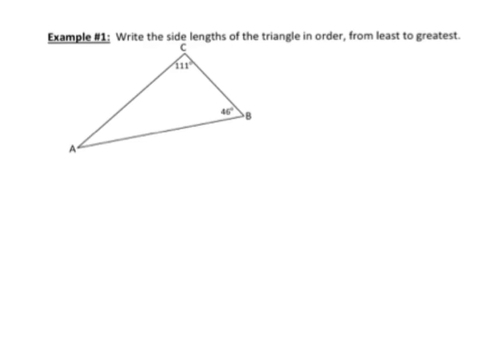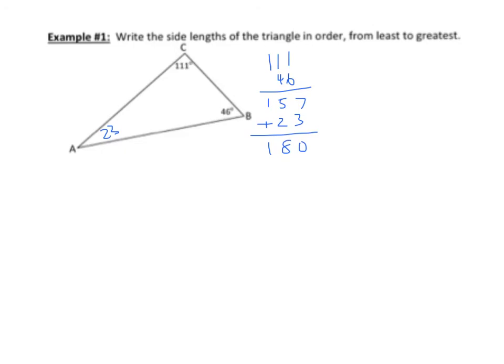All right, so here's example 1. Write the side lengths in the order from least to greatest. Well, the first thing that I'd like you to consider is that it's missing an angle. So 111 plus 46 is 157. This whole thing needs to add up to 180. So that means that there are an additional 23 degrees that I have missing. So this is a 23-degree angle right here.